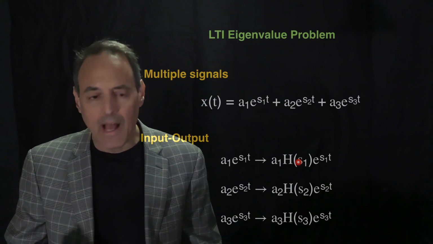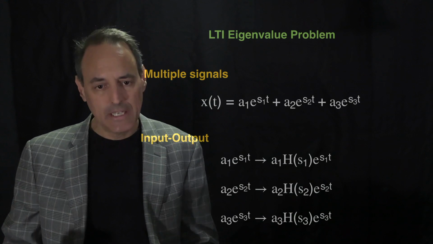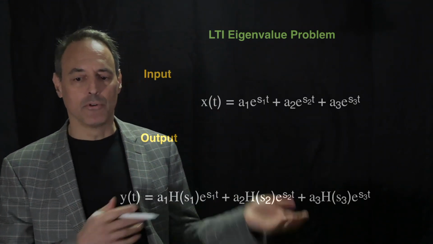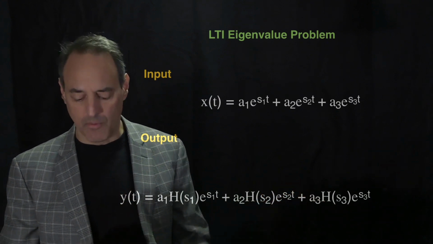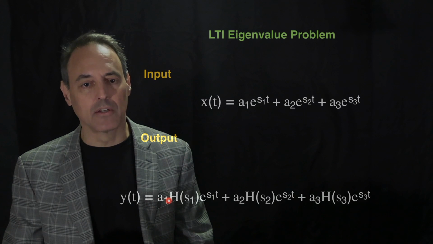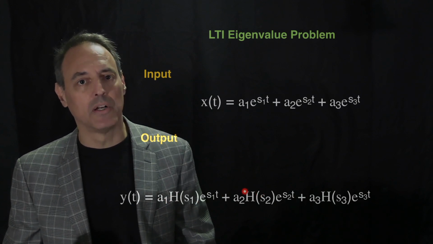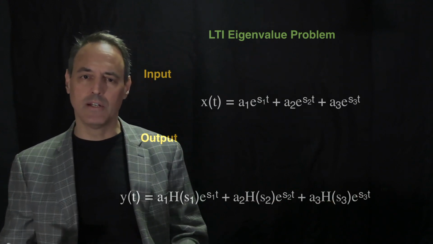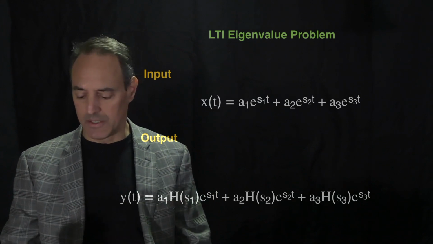So this is the response to each individual exponential, but since it's linear, I can add the responses together, and this is what it produces for us right here, okay? So what I have here is a representation of this output signal: the response to signal 1 exponential, response to signal 2 exponential, response to signal 3 exponential. Okay, so that's the linear superposition playing out directly here for us in this system.